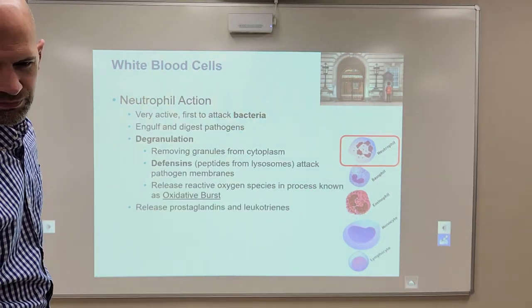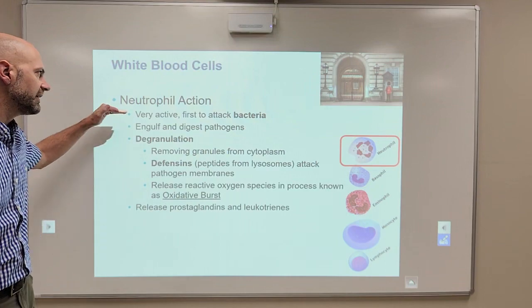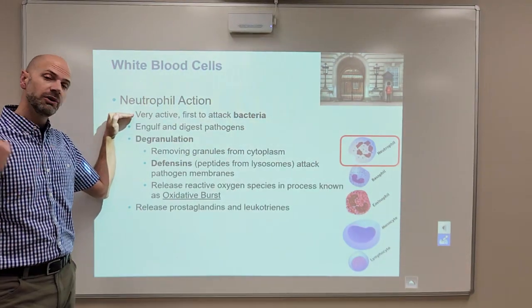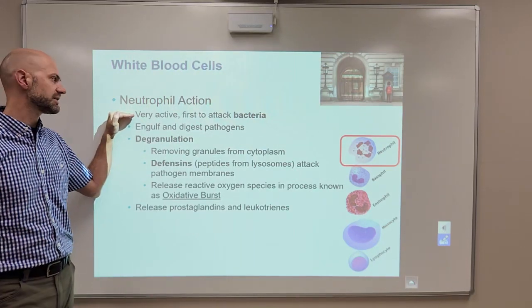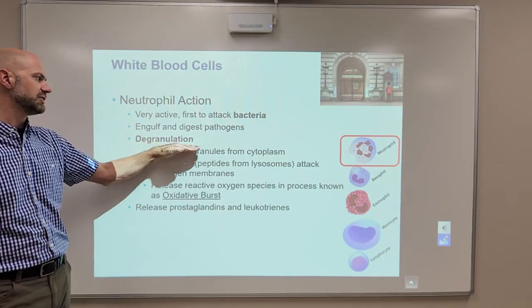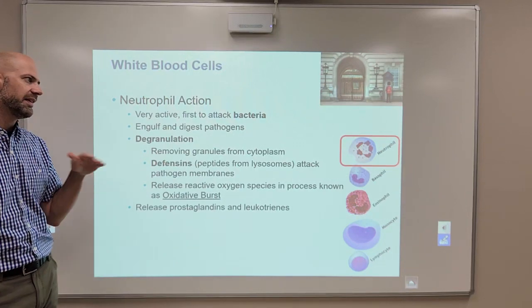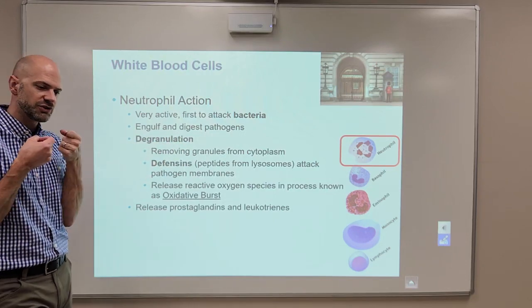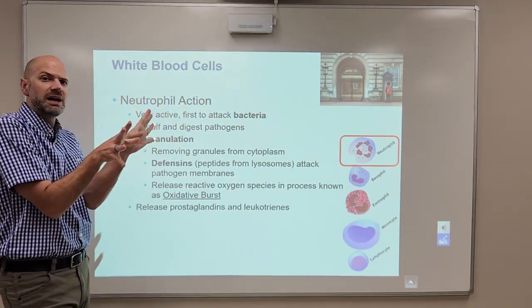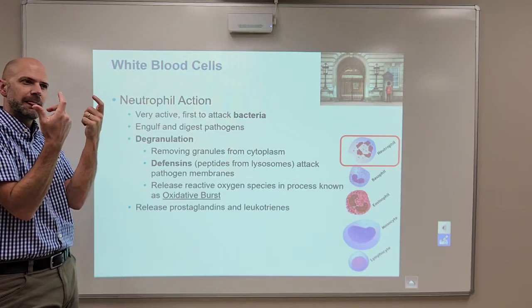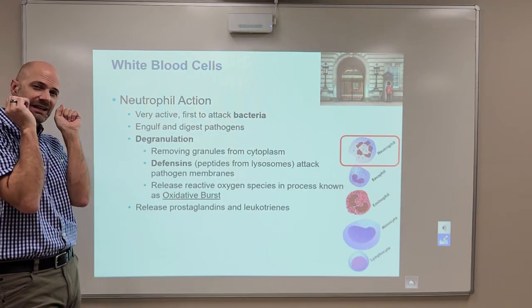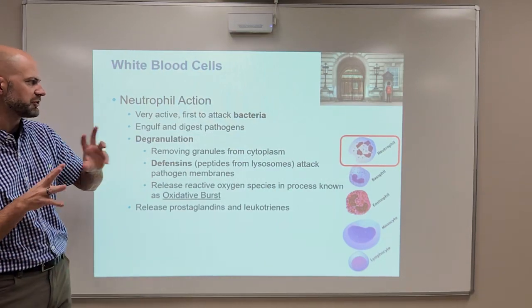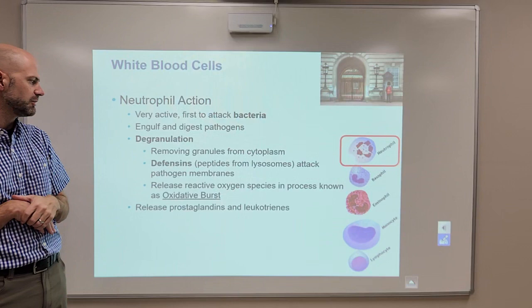All right. So neutrophil action, very active, first to attack bacteria. So if you have a bacterial infection, you know who you're going to call. You're going to call the neutrophils. They engulf and digest pathogens usually using phagocytosis, and they have a process called degranulation. Degranulation just means those granules get ejected and opened up, and the granules contain enzymes and other chemicals that can attack the foreign invader. You also have defensins, which are special proteins, peptides from the lysosomes.